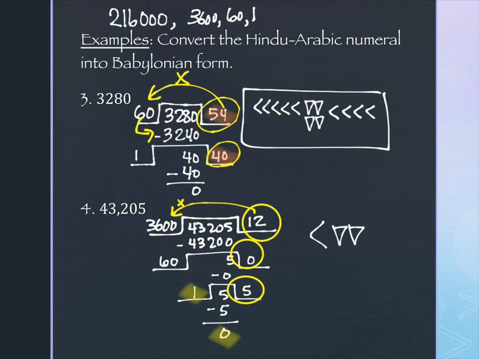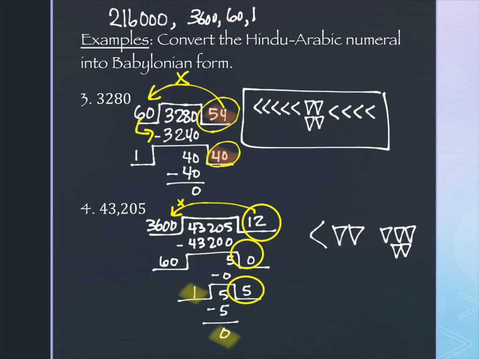And then how do I write the number 5? 5 triangles. Now, I choose this example on purpose to show you that there's a problem with this. In fact, there's 2 problems.